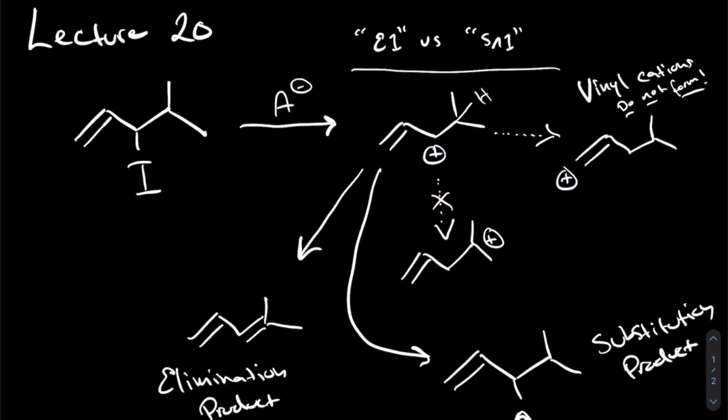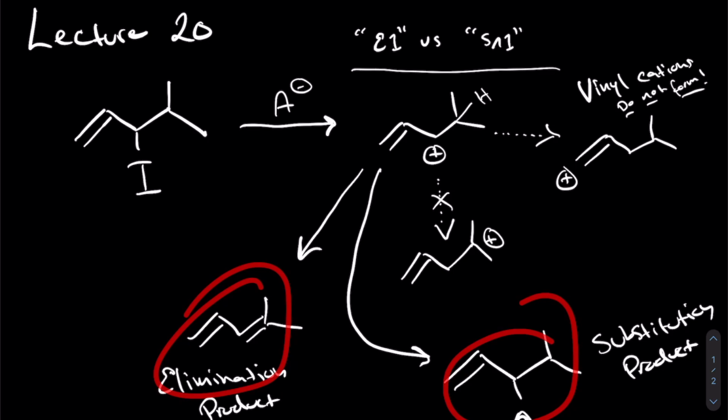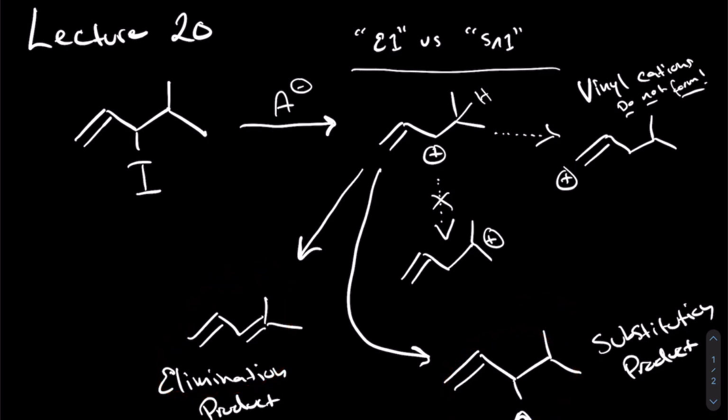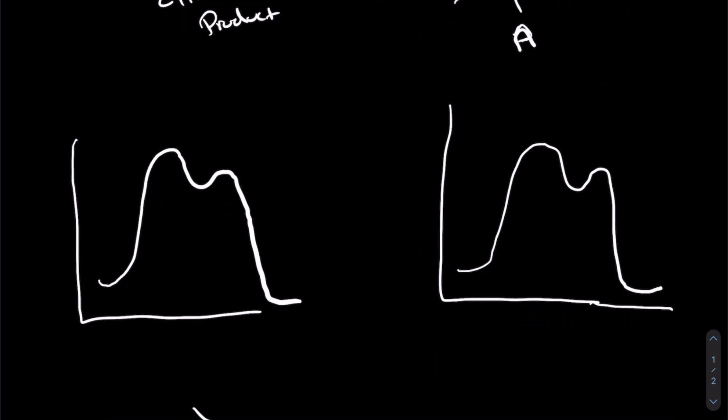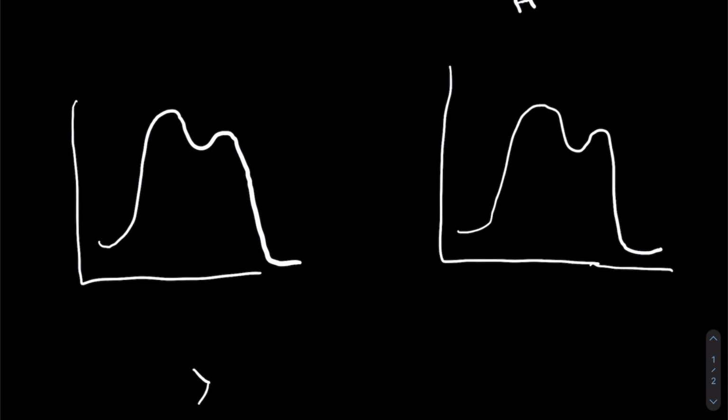The next step, either the deprotonation to give you elimination or the substitution, didn't factor into the actual speed at which the reaction occurred, because in all those cases the only thing that mattered for the rate was the formation of this carbocation. Now, what influenced the next step?